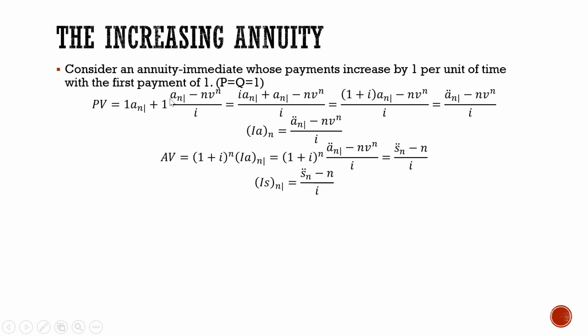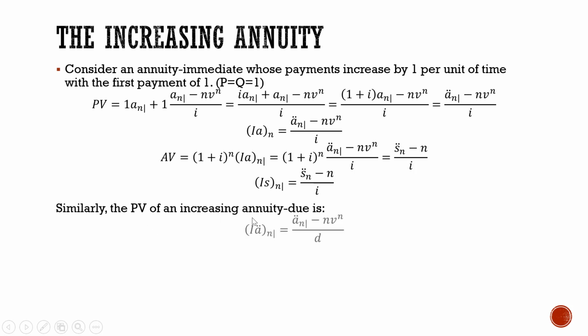Now we consider annuity due. The present value of an annuity due, I double dot A N, is A double dot N minus N V to the N over d. So i is for immediate, d is for due. And the accumulated value, I S double dot N, is S double dot N minus N over d.